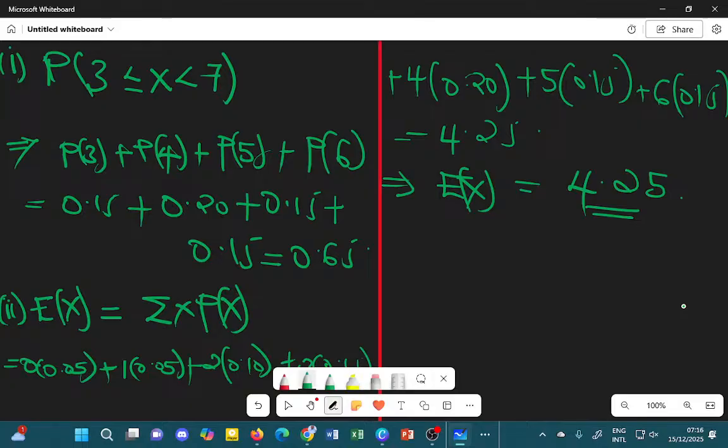the third part here is asking us to get the standard deviation, or what I would refer to as this. The standard deviation is the square root of the variance of x. But then what is the variance of x?